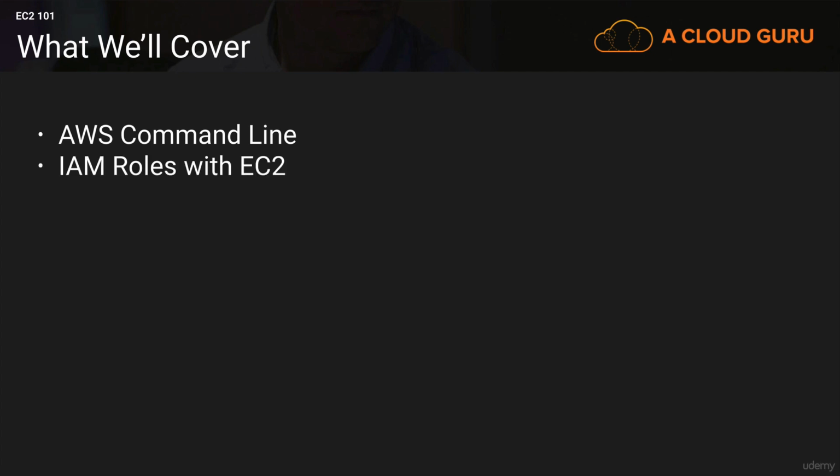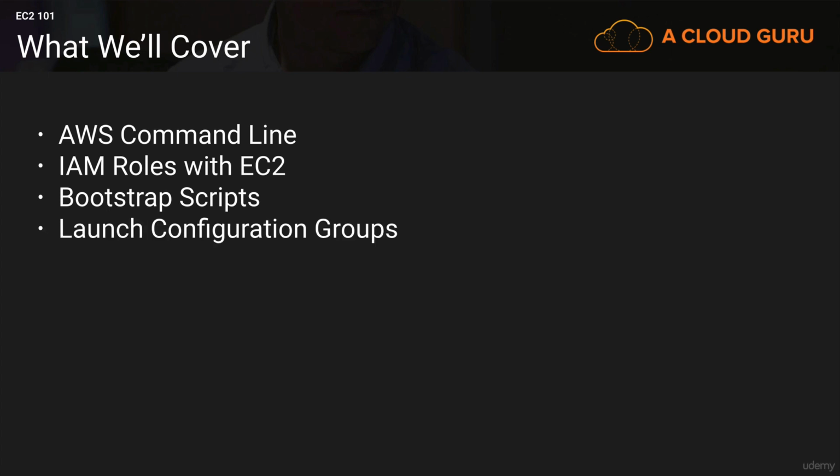We then are going to learn about IAM roles with EC2. Now, when we did our IAM lab, right at the very end, we created an EC2 role, which I said we were going to use later. So we are going to use it in this section of the course. We're going to learn about bootstrap scripts. They're really, really cool, and you're going to get addicted to writing bootstrap scripts. So I'm going to show you how to do that.